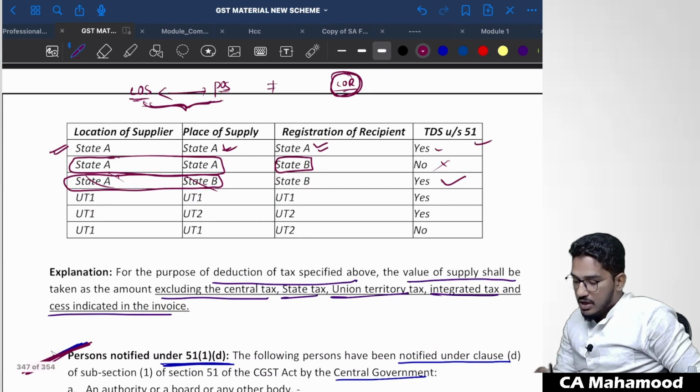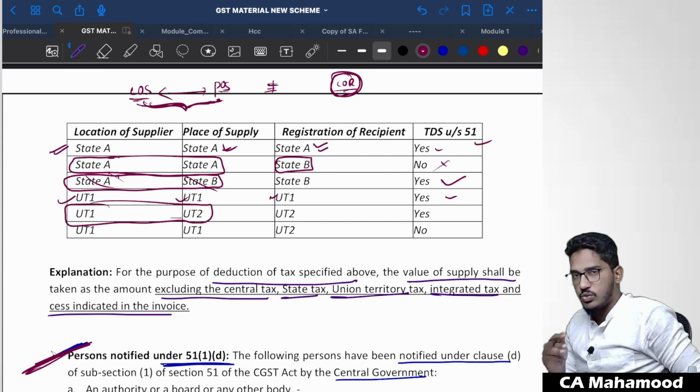Take this case. Location of the supplier is in union territory 1, place of supply is in union territory 1, registration of the recipient is also in union territory 1. Here also TDS will become applicable. Take second case. Location of the supplier, union territory 1, place of supply, union territory 2. However, this rule, what I said, location of the supplier and place of supply both should fall in same state or union territory. Here both are not falling in same state or union territory. No objection to TDS. TDS will become applicable.